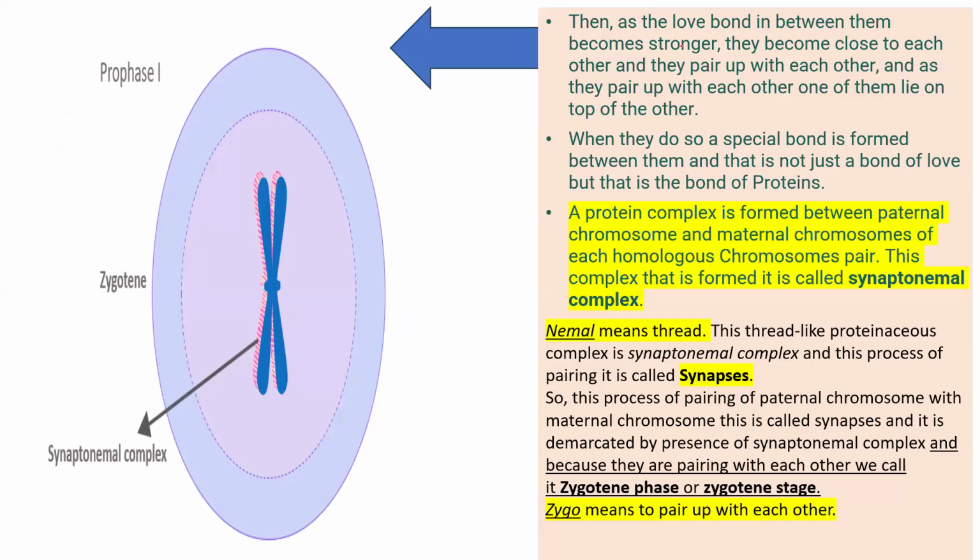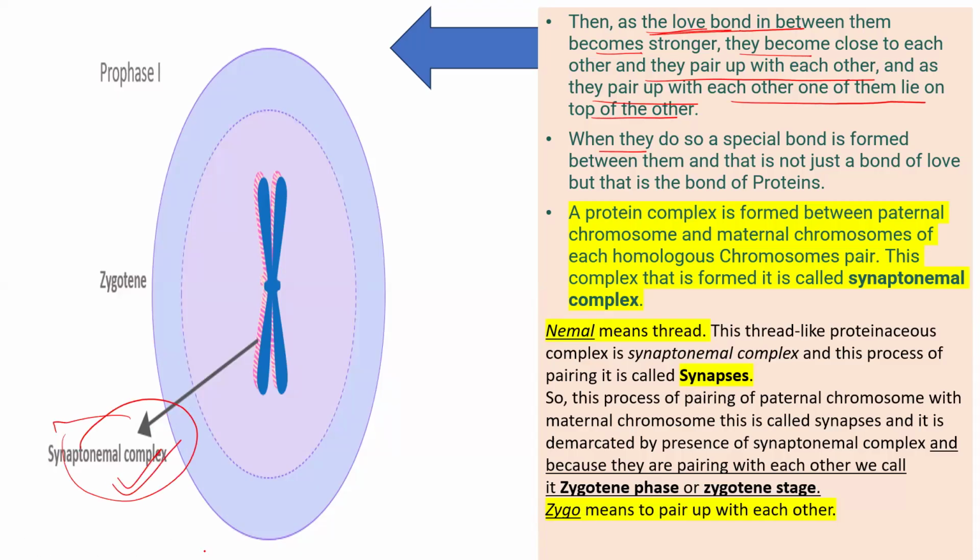zygotene stage. Then as the love bond between both homologous chromosomes becomes stronger, they come close to each other and pair up, and as they pair up, one of them lies on top of the other. So when they do so, a special bond is formed between them, and it is not just a bond of love, it is a bond of proteins. So a bond of proteins is initiated between both homologous chromosomes, and it is known as the synaptonemal complex.